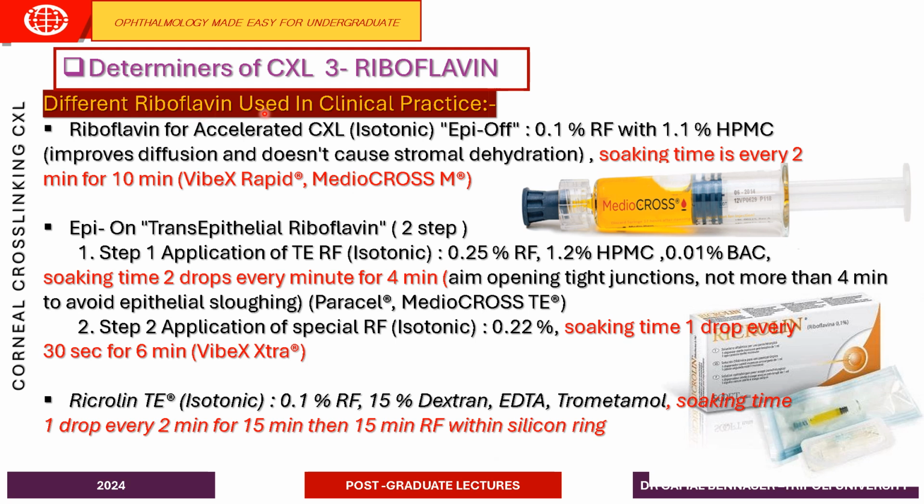The standard riboflavin, which is the isotonic one used in the epithelium-off technique, is made up of 0.1% riboflavin and 20% dextran. This dextran has a dehydrating effect on the cornea, so pachymetry should be done after application of the dextran, to guarantee the safety margin of corneal thickness beyond 400 micrometers.